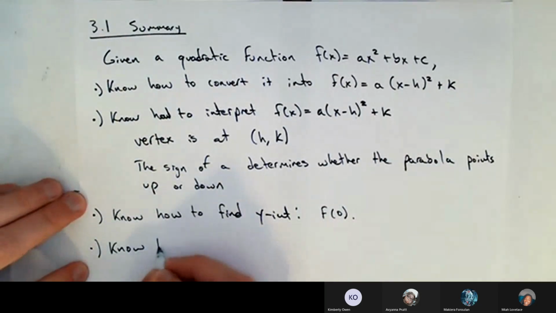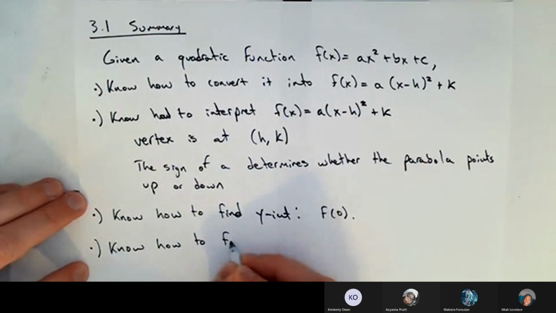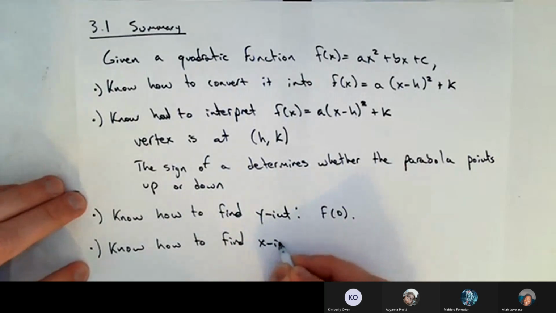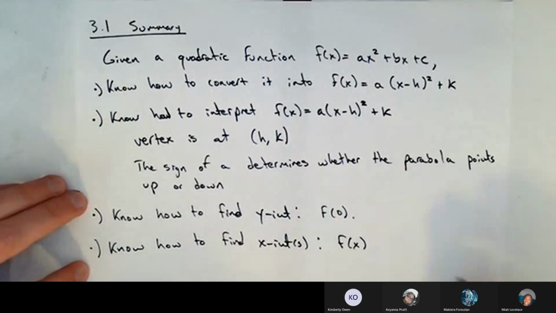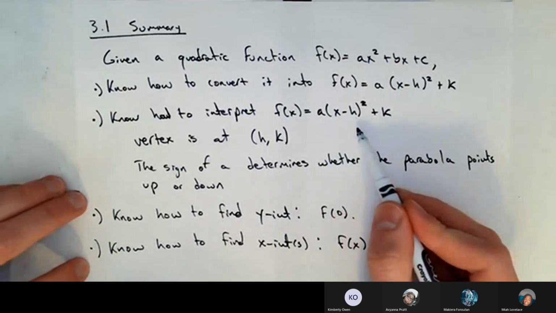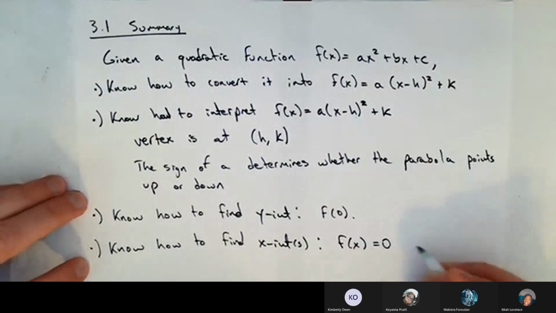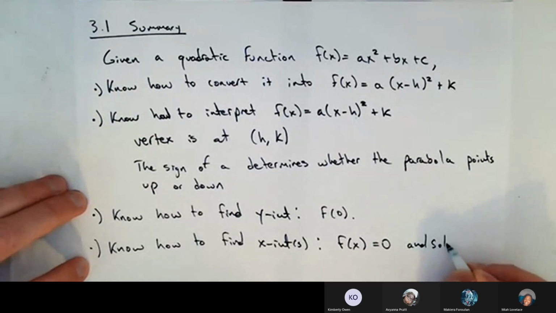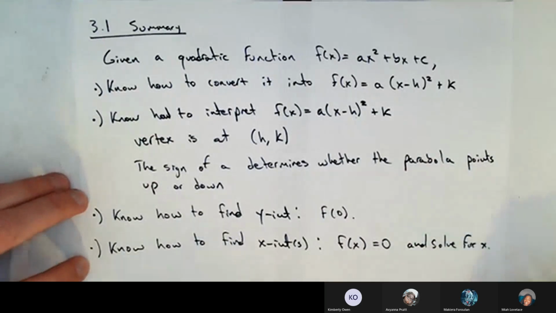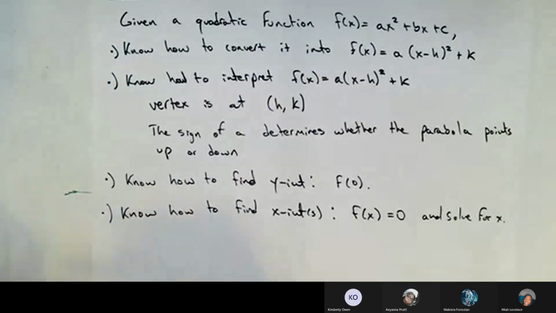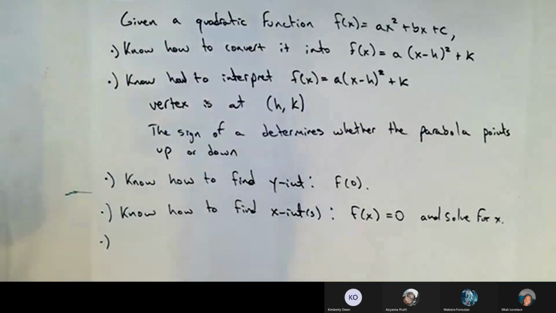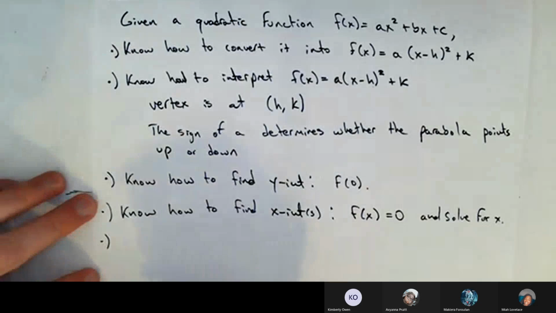And also know how to find x-intercepts, which is a bit more complicated. That's where you set the whole output function, so this a times x minus h all squared plus k, equal to 0, and solve for x. Right, and that can be quite a process. Sometimes there aren't any at all, right? But it's still kind of a process to show that there are not any. And then finally, the last thing we did. I'm forgetting something else. Okay, there's 2 more things.